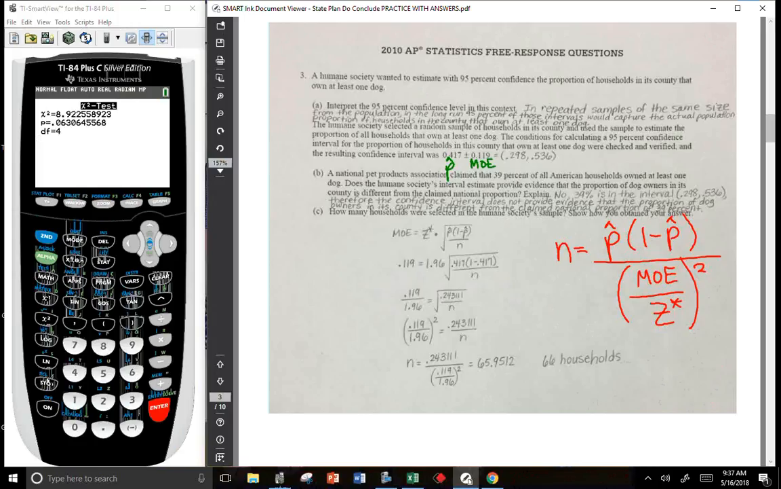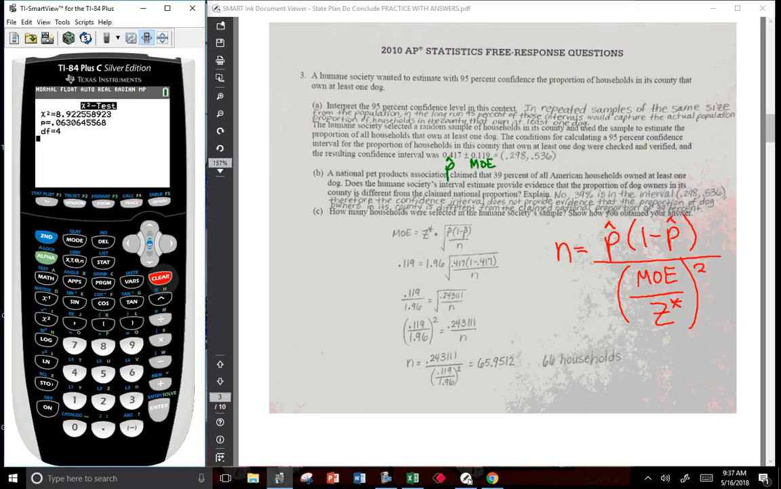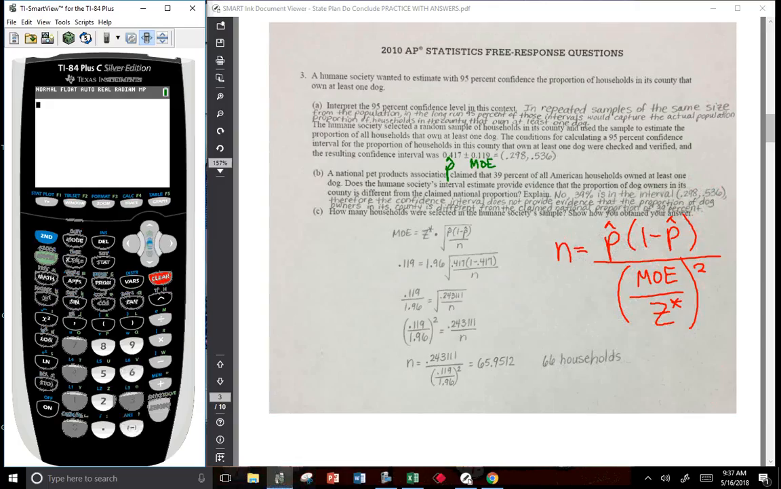We square it. I meant to put a parenthesis. Let me fill that in. And you get 66. Guys, even if that came out to 65.1, you have to call it 66. You have to round up to the whole number when solving for a sample size. I can't tell them to go get 65.95 households. I have to go up to 66 to capture the full margin of error that they want. Y'all okay with that? Okay, next one.